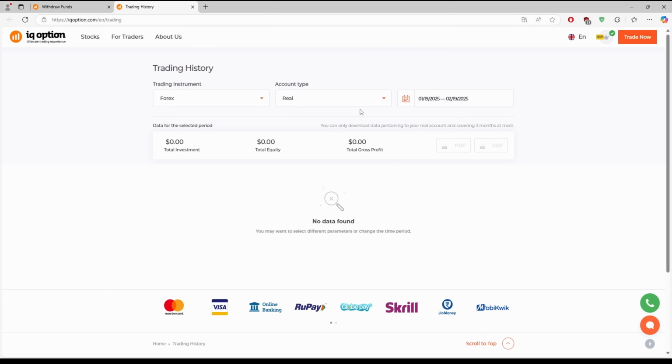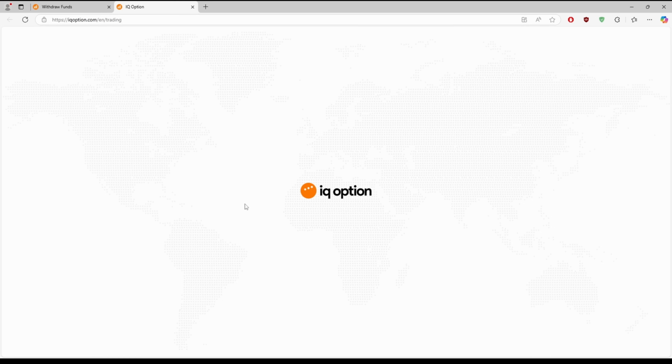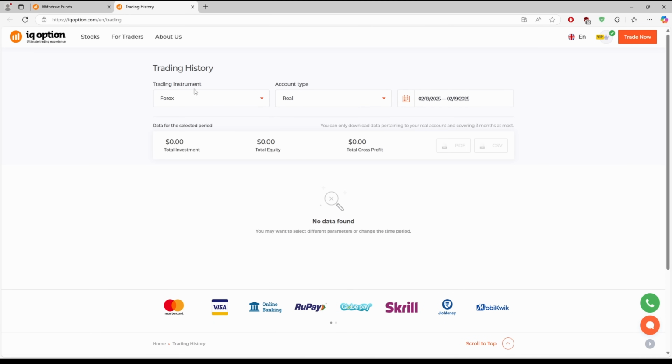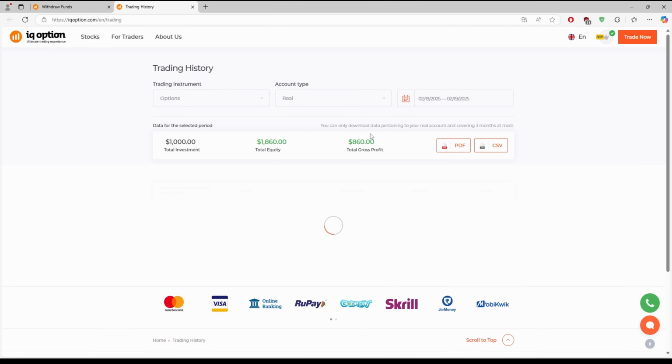Let me show you our trading history for today. Let me refresh this page. And today, 19th of Feb, we have taken one trade in option, made $860, and in digital we made 455.80. So that is it for today.